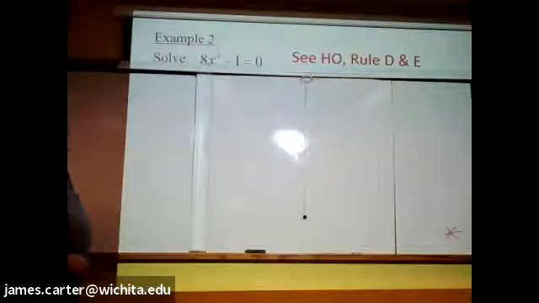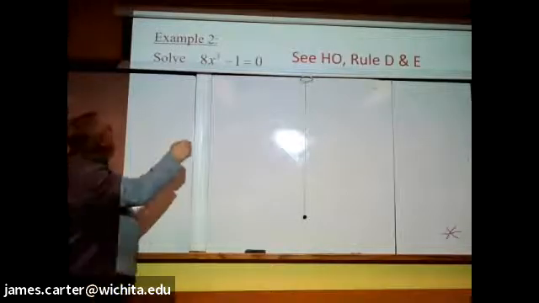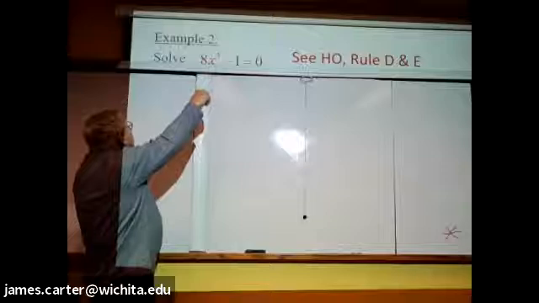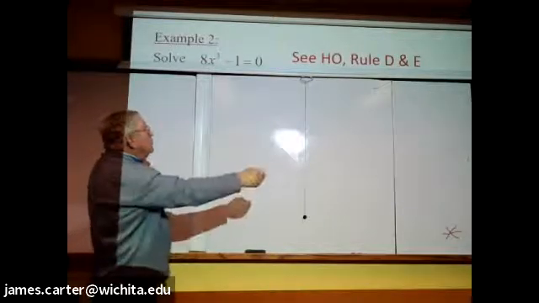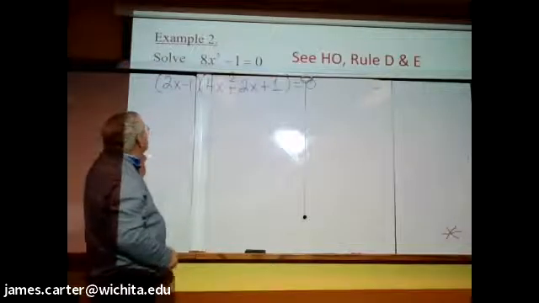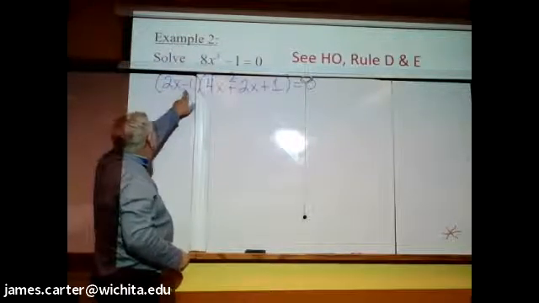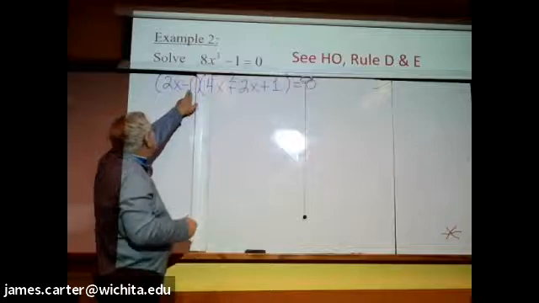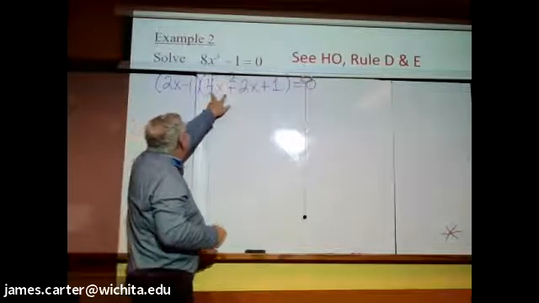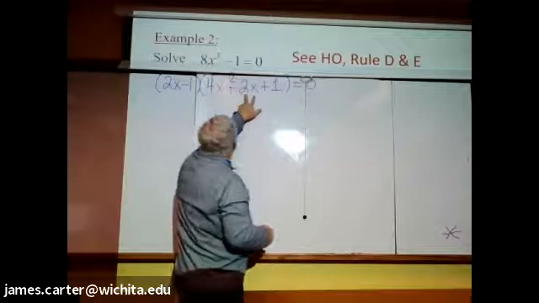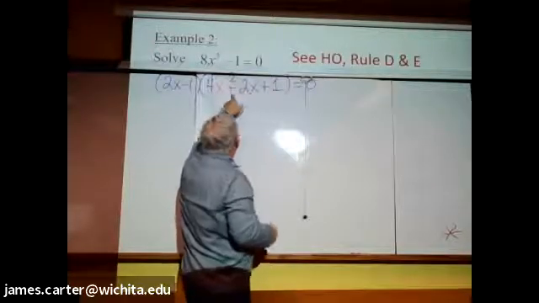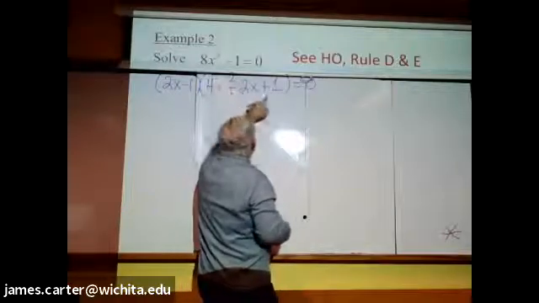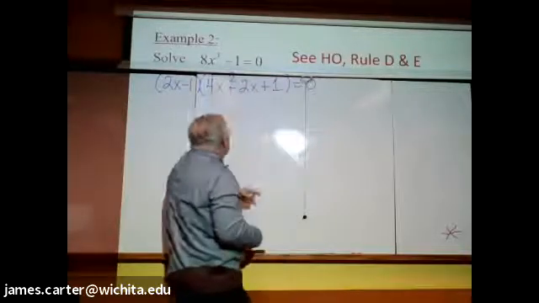Okay, now, what do we got here? I don't know if you can see my pointer. We've got a perfect cube on the front, a perfect cube on the back, a minus in the middle. So we're going to use our rule D and E off of my worksheet. First term minus last term, first term squared, plus first term times last term, which is 1. Notice the sign change, and then last term squared. Okay?